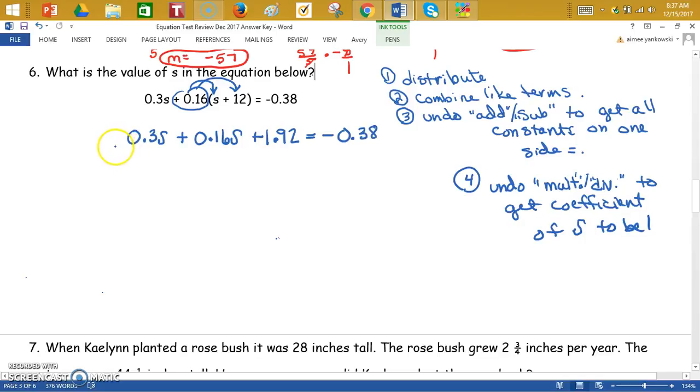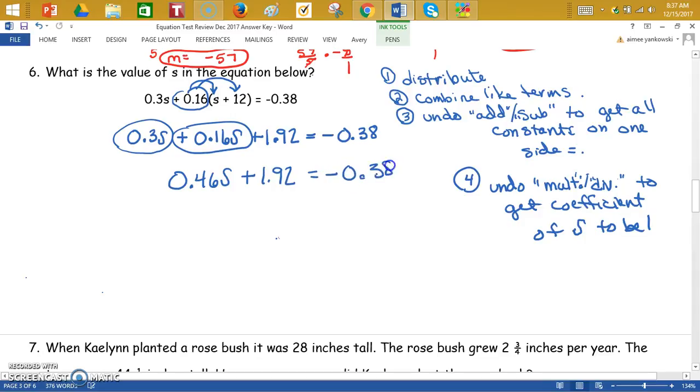I'm then going to combine like terms. So I have 0.3s, and I'm going to add to that 0.16s. Because they're both s's, I can put them together. So that becomes 0.46s, still plus 1.92 equals negative 0.38.